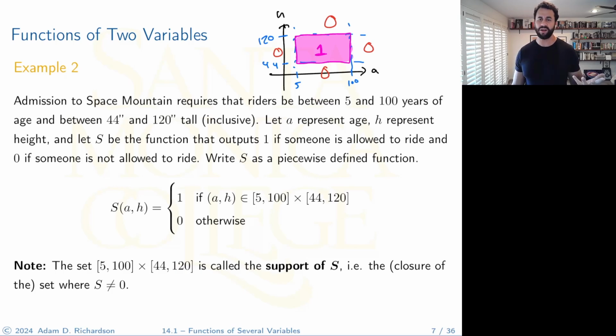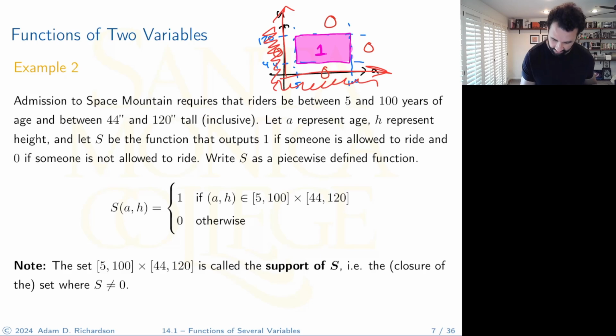Because we're talking about a physical thing here, it doesn't really make sense to talk about negative age or negative height. So realistically, there shouldn't be anything over in these regions, right? These regions don't make any sense in the context of our problem. So this is basically what our function looks like. The domain is all positive A's and all positive H's. Where does the function spit out the number 1? Right here on that pink rectangle. Where does it spit out the number 0? Everywhere else. So that's an example of a two-variable function.